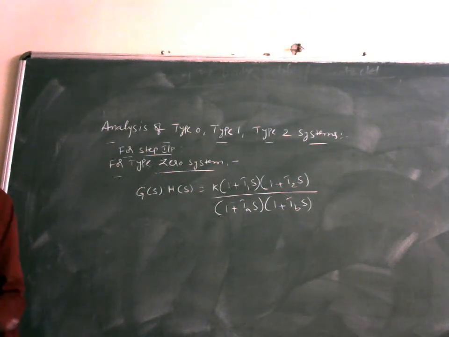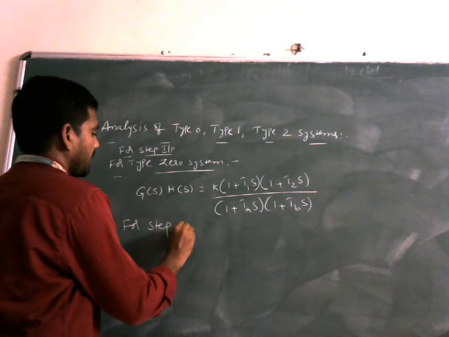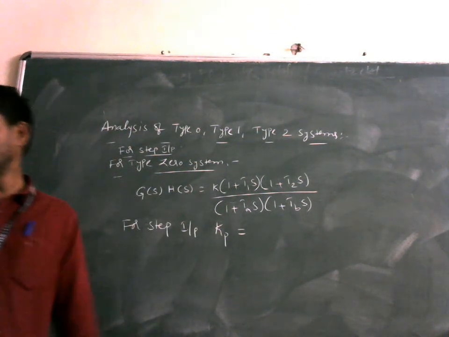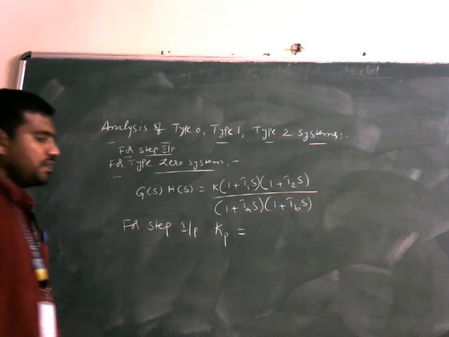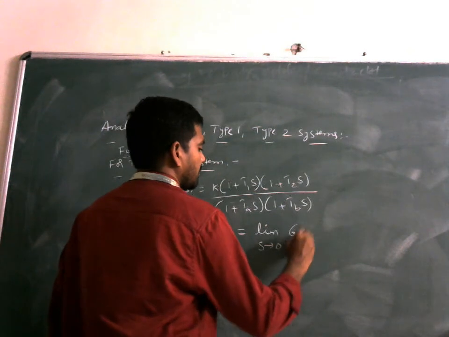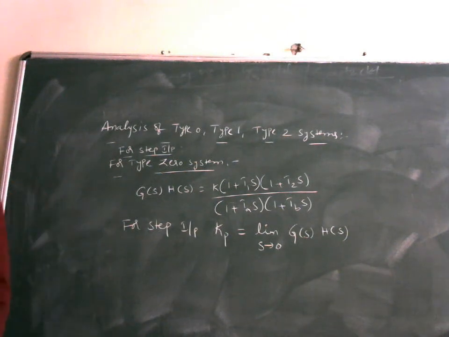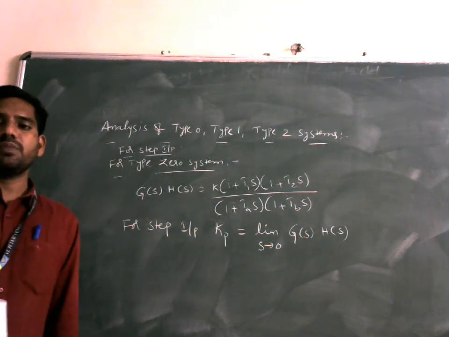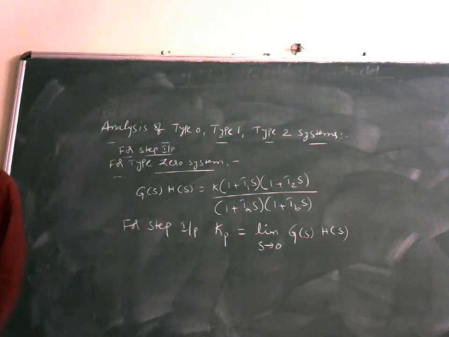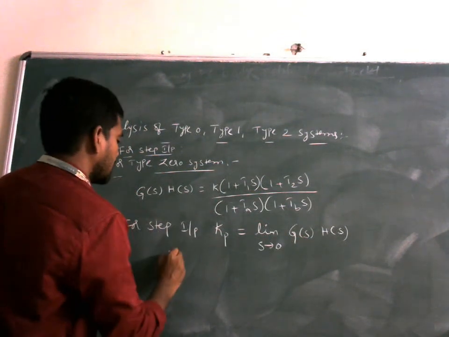For step input, as already explained in the last lectures, what is Kp? Position error constant: Kp is equal to limit s tends to 0 of G of s into H of s. For ramp input it will change, that means Kv is the limit s tends to 0 of s into G of s into H of s.